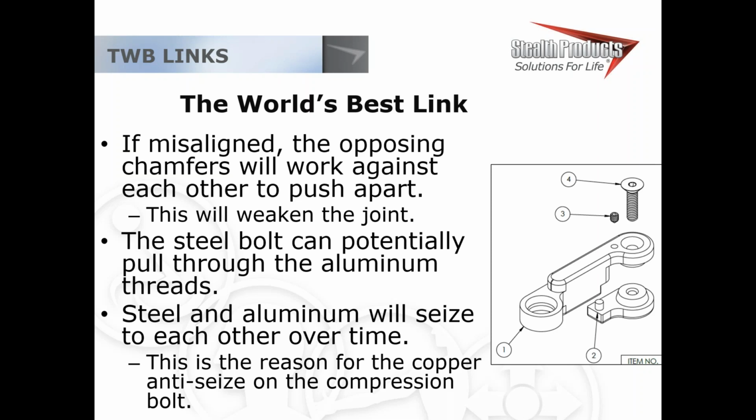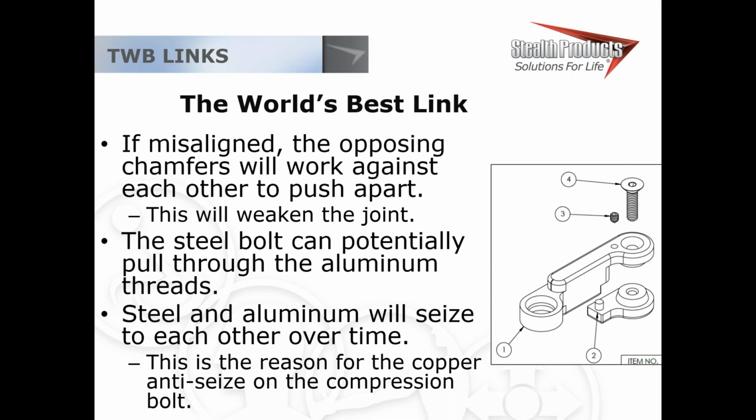We have a steel bolt going through aluminum threads. So that does a couple of not amazing things here, right? So steel and aluminum, one is stronger than the other, so there's a potential that you could over torque that steel bolt and pull those aluminum threads, and now you have a stripped out TWB thread, right? And that's not necessarily an easy thing to deal with in the field and get replaced and fixed.